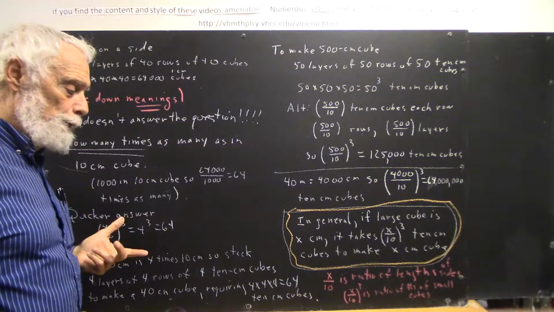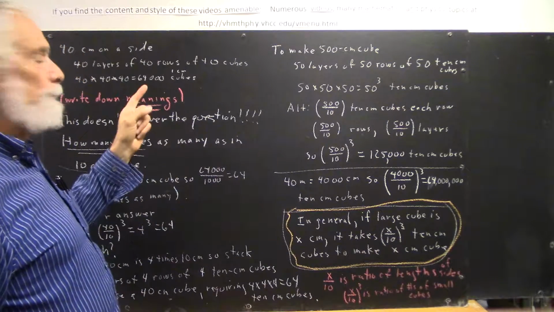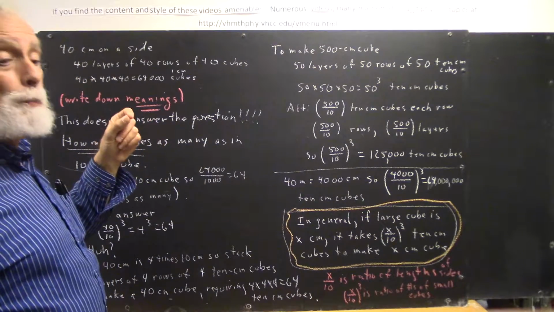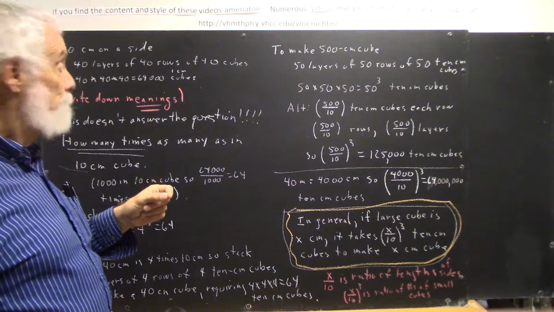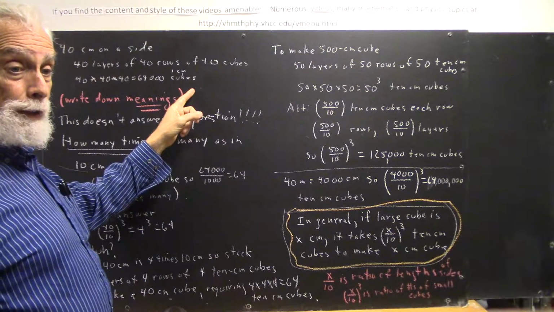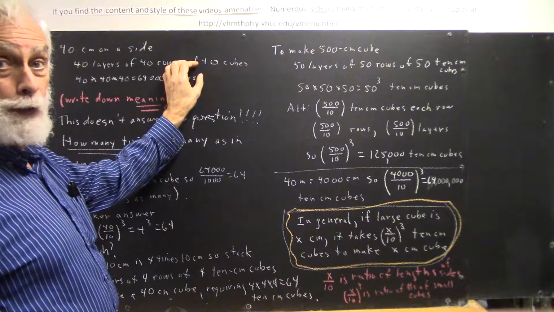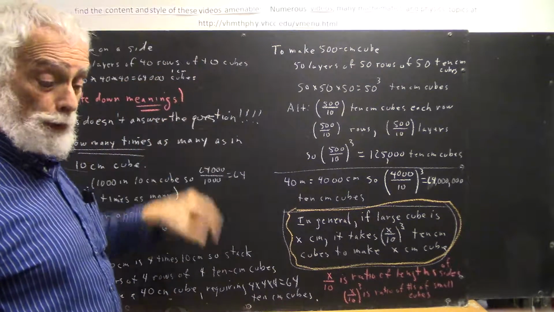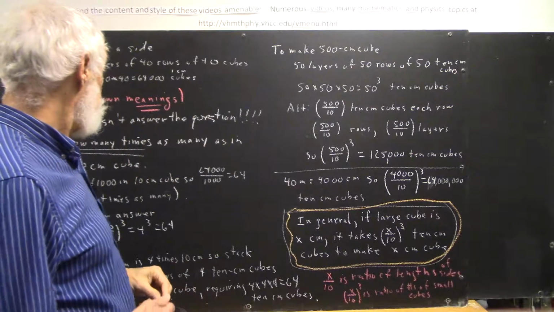But if I was grading the test, I would give you significantly more partial credit for saying 64,000 1 centimeter cubes than for saying just 64,000 and not identifying what it is you're talking about. Okay?